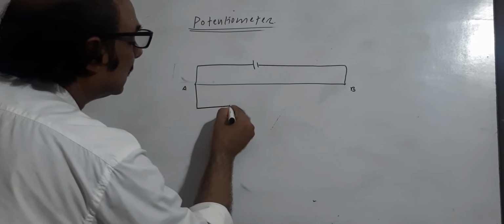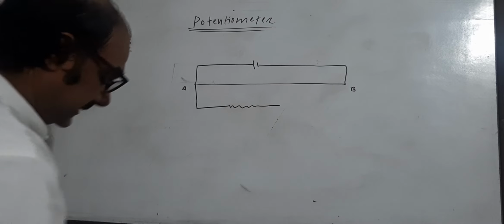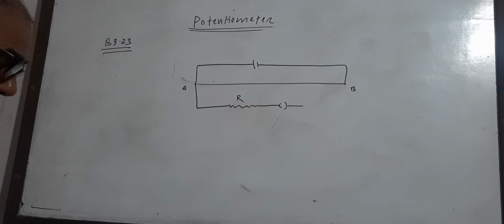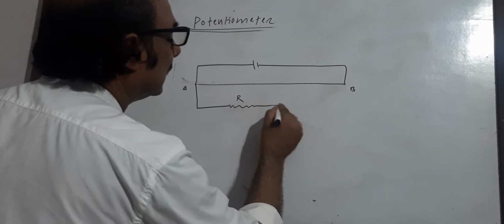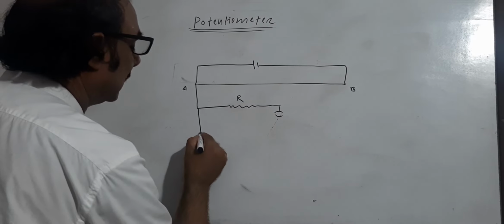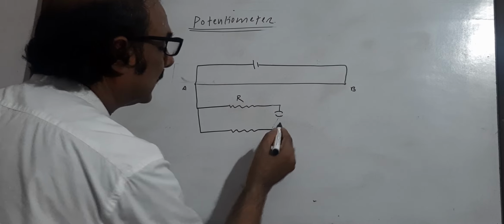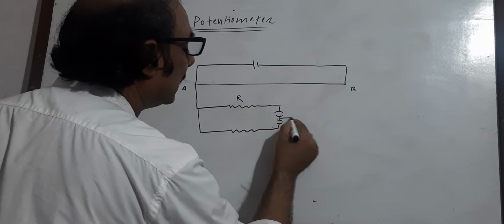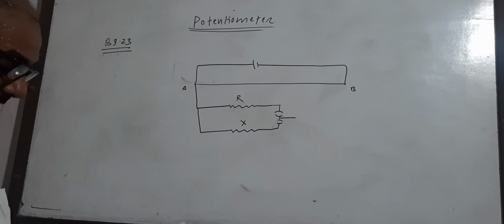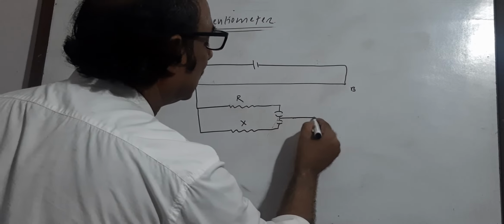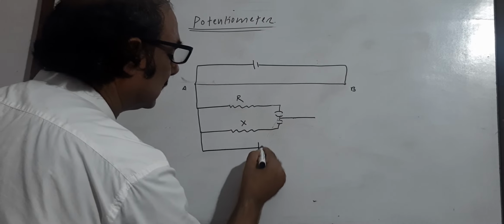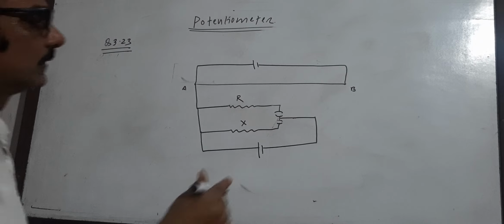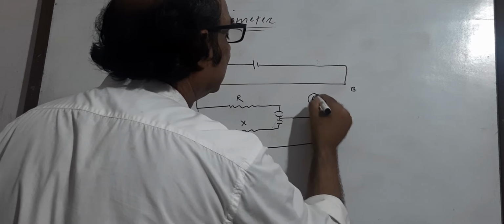Now it is short circuited by the resistance R, and now another resistance, this one is the X. Now this is the cell, and the galvanometer is here.